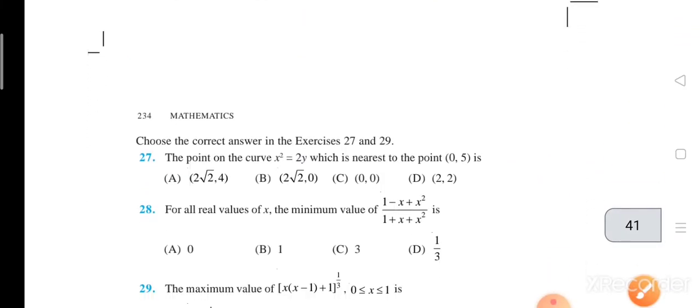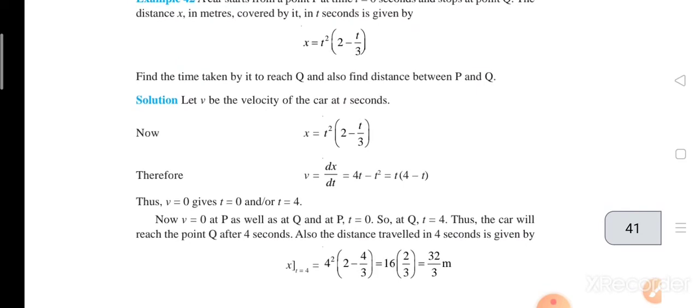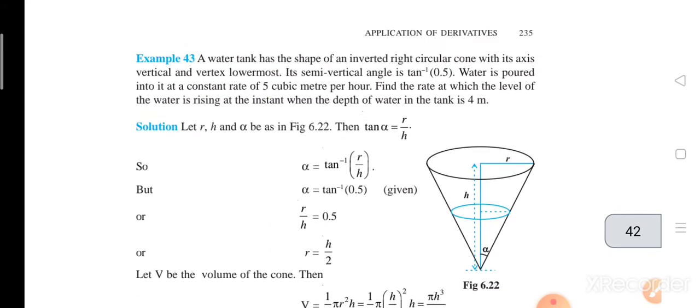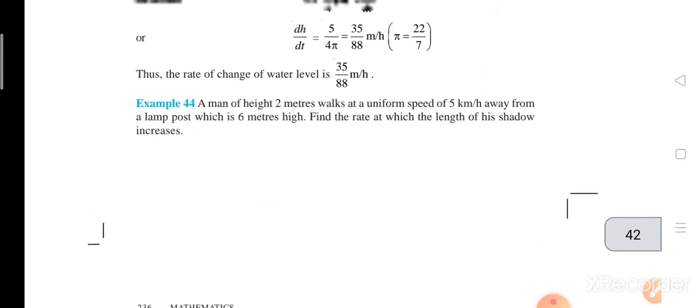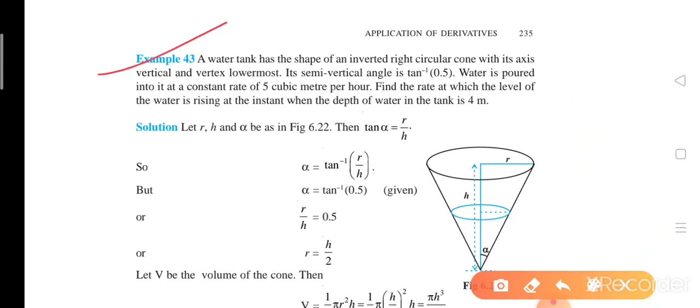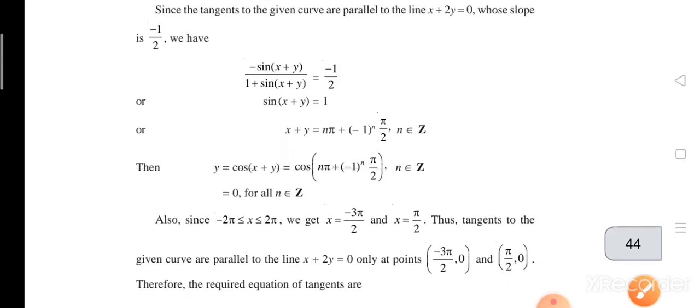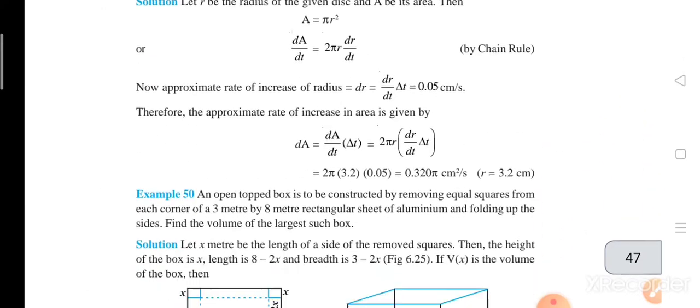Now on page 235, that is miscellaneous, you will do examples. This example is also important. You will try other examples also. You will not leave any example from any chapter unless it is not a part of your syllabus. तो आपको सारे examples अच्छे से करने हैं.